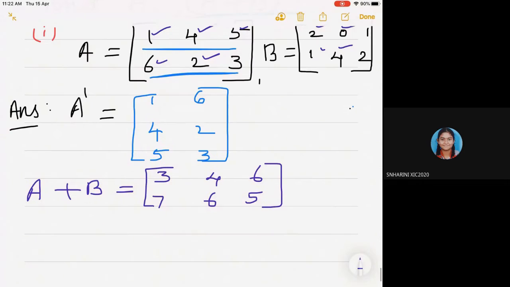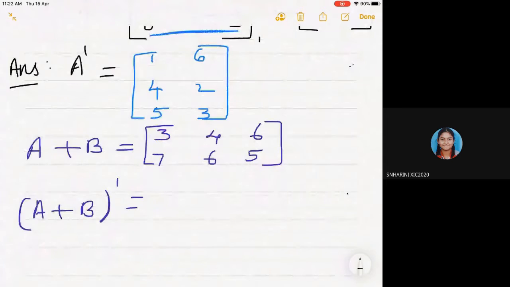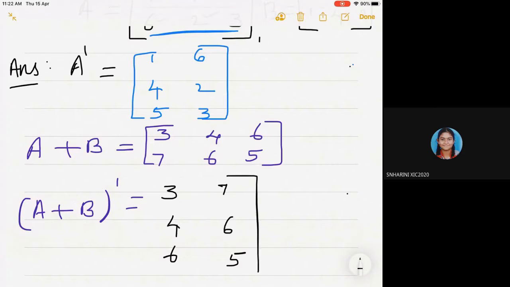Now the transpose of this. The second step, you will find the transpose of A plus B. (A plus B) transpose means we have to now convert the rows to columns. That is, the first row 3, 4, 6 becomes the first column. The second row 7, 6, 5 becomes the second column. 7, 6, 5. That's all.